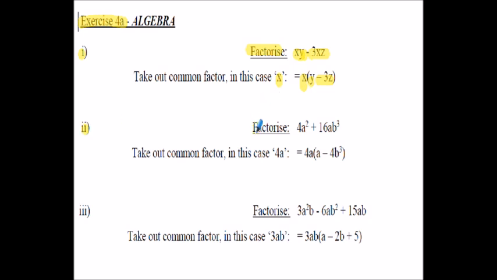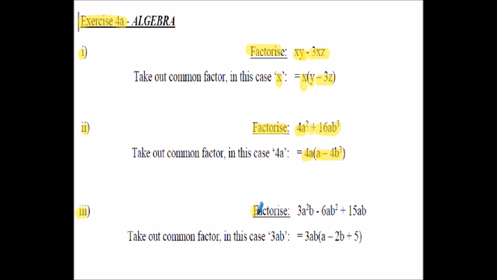Part 2, we're asked to factorise 4a squared plus 16ab cubed. Again, look for the highest common factor. As far as the numbers are concerned, we've got 4 in the first term, and 4 goes into 16 4 times, so 4 is the highest common numerical value. And looking at the algebra, we've got a squared in the first term, a in the second term, so a is the highest common factor, so 4a outside. B is not common because it's not in both terms, so just the 4a is common. Taking that outside the bracket, inside the bracket we'll get a take away 4 times b cubed. Again, you can check it by expanding the bracket.